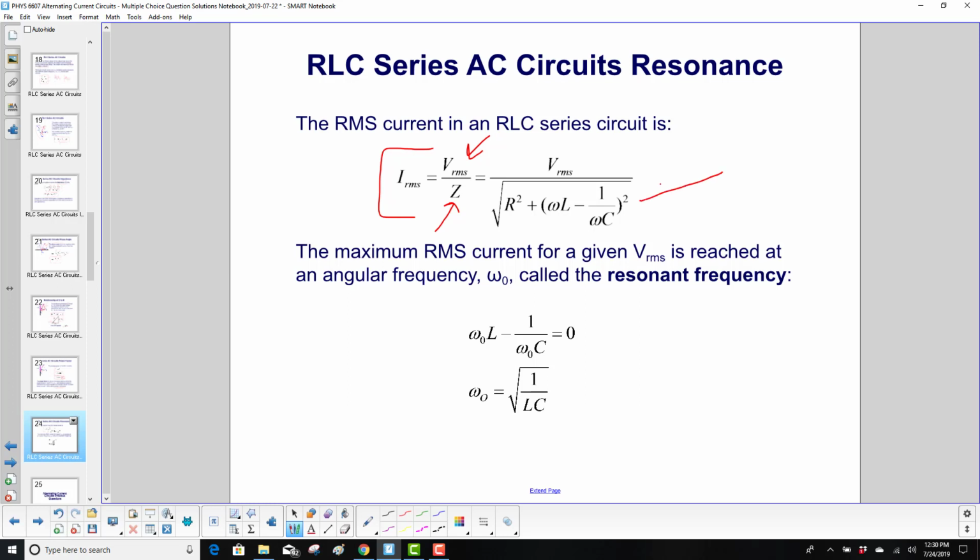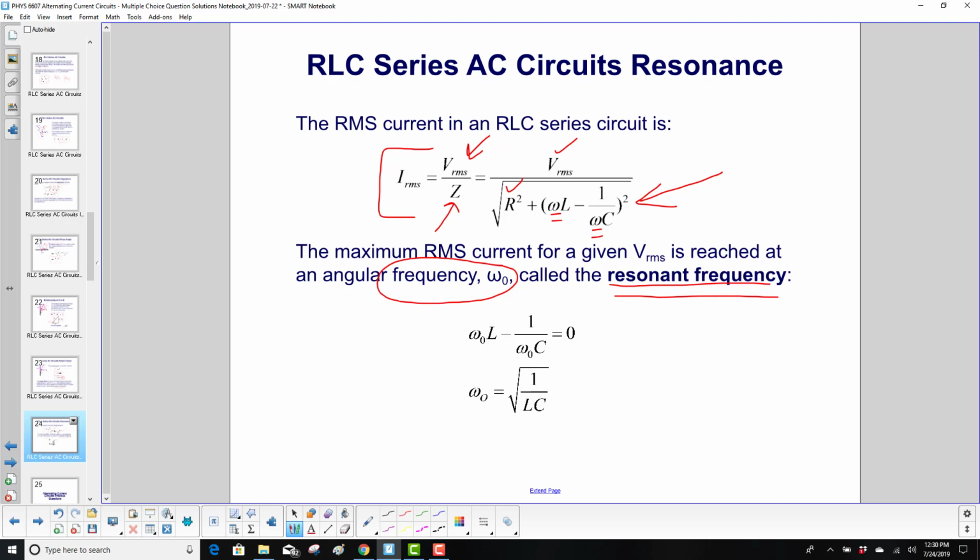We substitute in for the impedance. We now want to find the maximum RMS current for a given voltage. That will be reached at a certain frequency of our AC current called omega 0, which is the resonant frequency. That's where you'll get the max current for an applied voltage. How do I find that? Well, V is a constant, R is constant. We want to find for what value of omega this I RMS will be maximum.